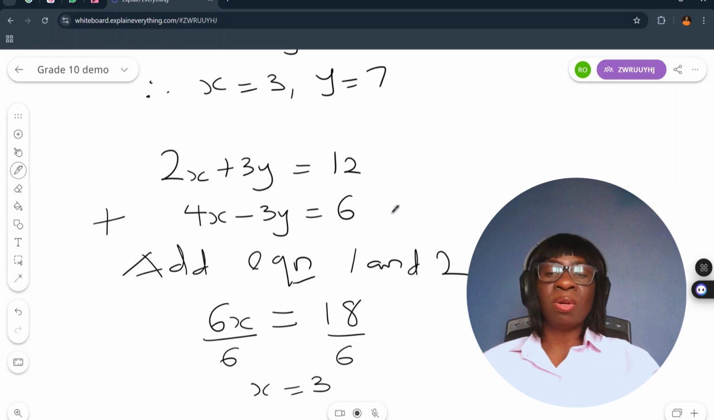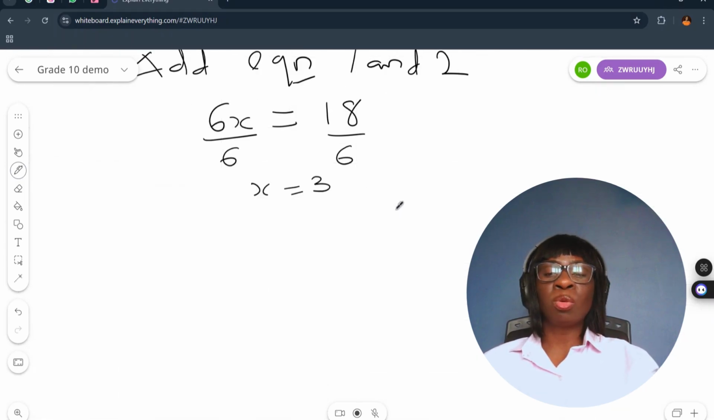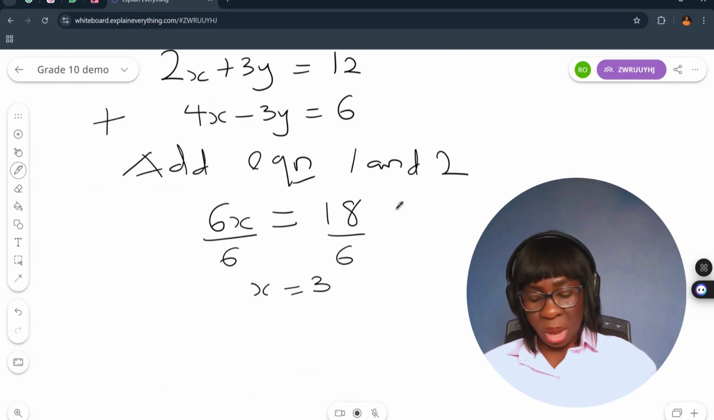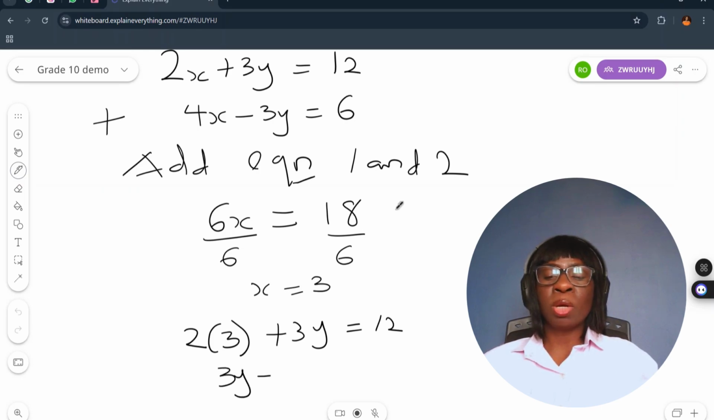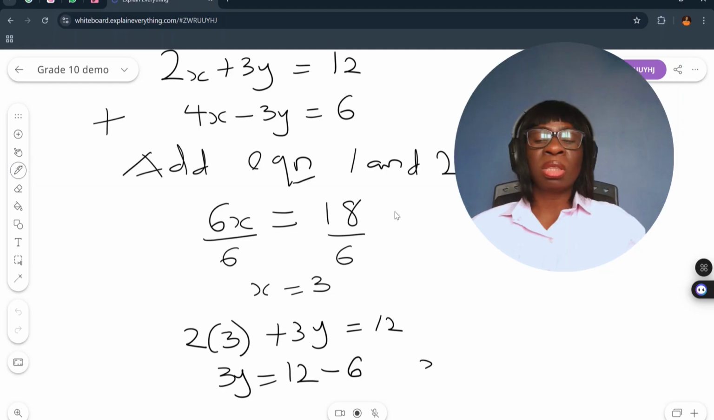Now that we've gotten the value of x to be equal to 3, we have to look for the value of y by substituting x equals 3 into any of the equations. Let's use equation 1, so that we have 2 into bracket 3, that is 2x plus 3y equals 12. So that means 3y will be equal to 12 minus, since 2 times 3 is 6, when it comes here, it becomes 6. So 3y will be equal to 6.